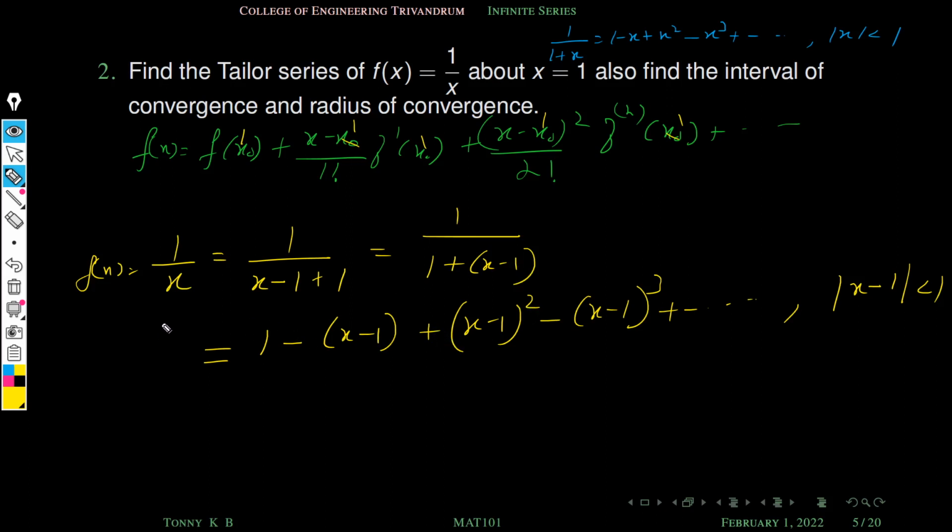So this series is equal to actually 1 by x. So this series expansion is valid in this interval. Okay. So what is the radius of convergence? Yes, here the radius is 1.